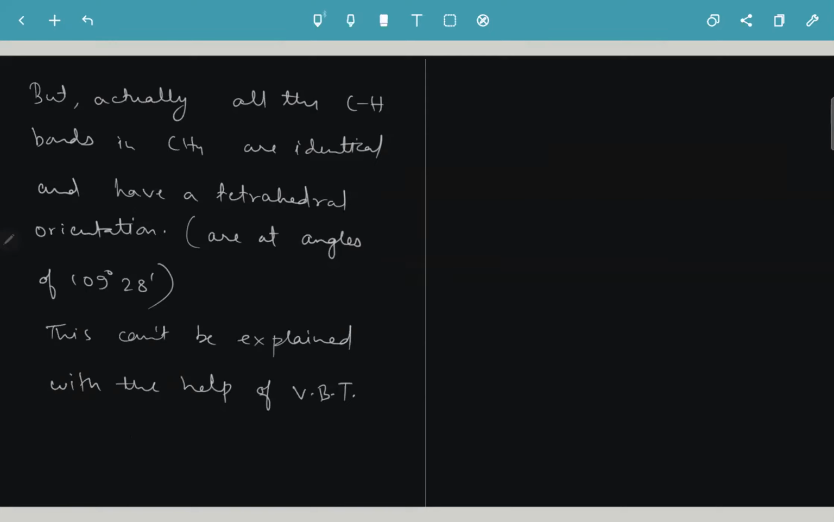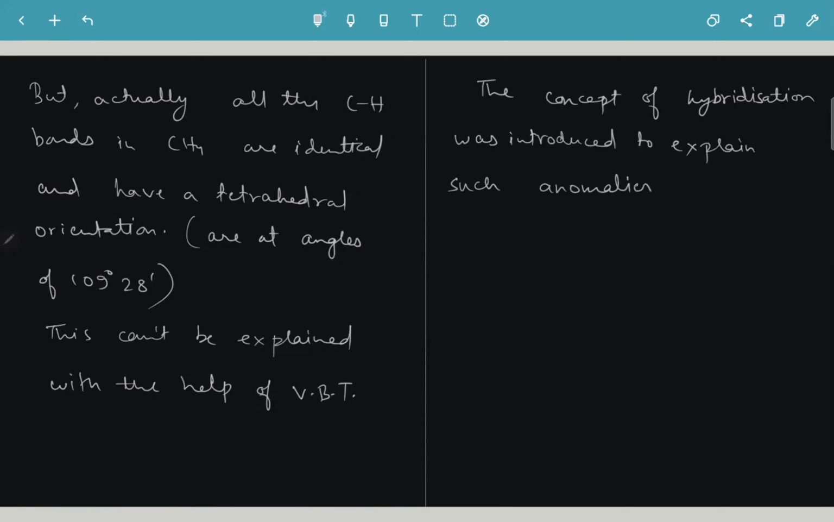Hybridization, the concept of hybridization was required to explain these points in CH4 and many other molecules. What hybridization is, I will teach in the next lecture, so for now just write this point. The concept of hybridization was introduced to explain such anomalies in CH4 and many other molecules.